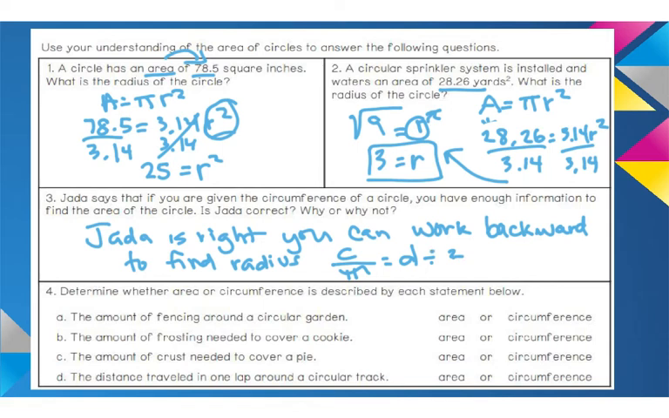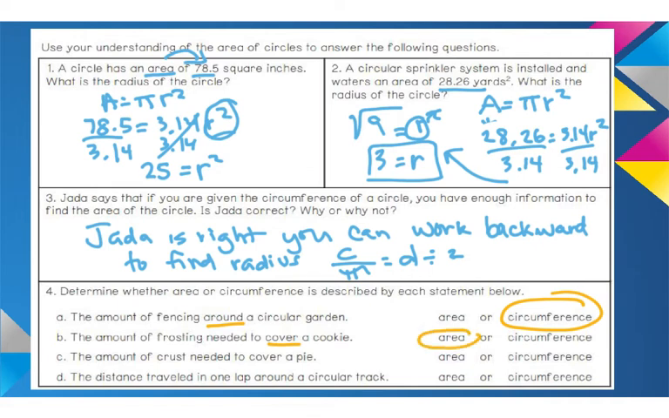All right, going down to the bottom, it says determine whether area or circumference is described by each statement below. The amount of fencing around a circular garden. Well, the key word there, and I'm going to highlight, is around. So if it's around, we're talking about circumference. Letter B, the amount of frosting needed to cover a cookie. The key word there is to cover, so we would be working with area.